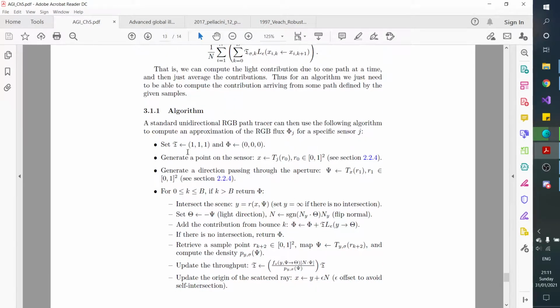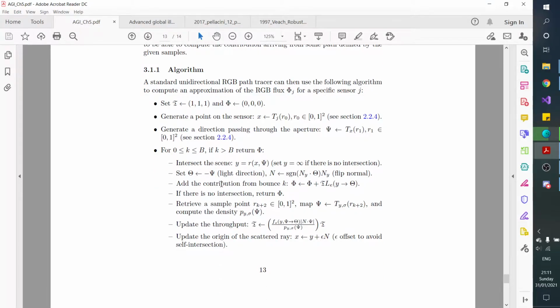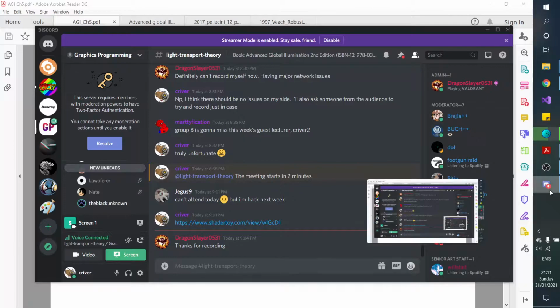Questions on that? This is the basic algorithm. The whole material today is to show how you get from the theory to that, and then to discuss what you can do extra. Because that's a simple estimator, you can also make other estimators and then combine those with multiple importance sampling. Any questions on this?